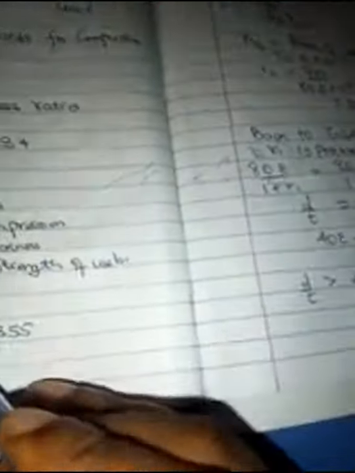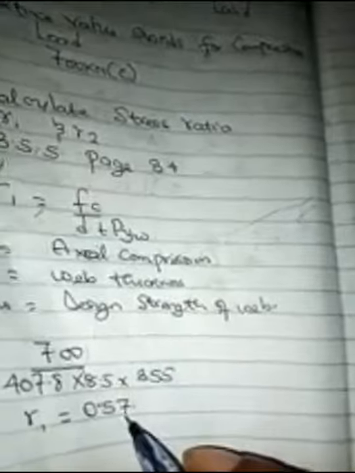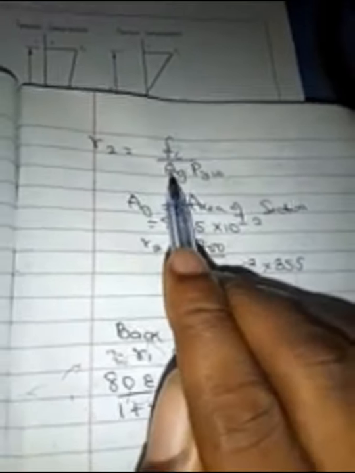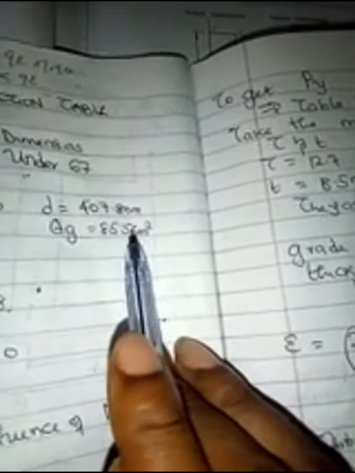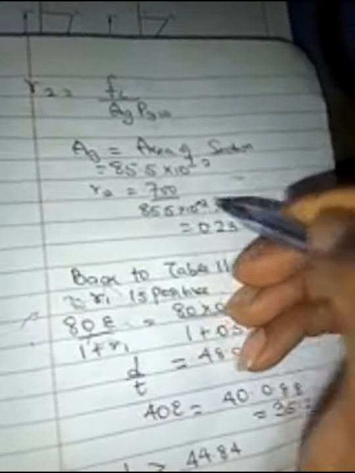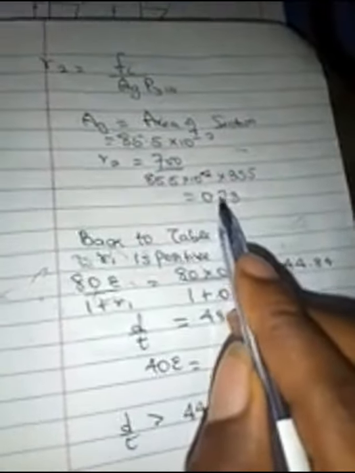No stress. So I'll calculate my R1. My R1 is 0.57. Calculate your R2 too. Your R2 is FC over AGPYW. Remember, we got this formula from our table. AG is area of section. We've gotten it before from the section table. We got area of section to be 85.5 centimeter square. You have to convert it to millimeter square. That's you multiply by 100. So that will give you 8550 times 10 raised to power 2. So use this formula to get your R2. R2 will give you 0.23.